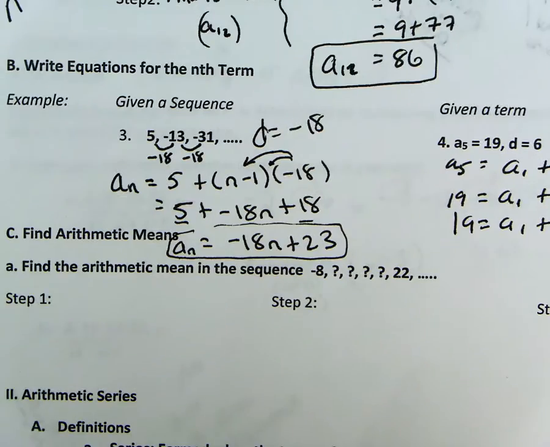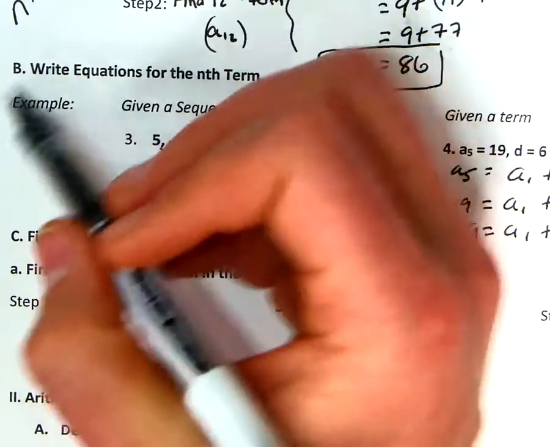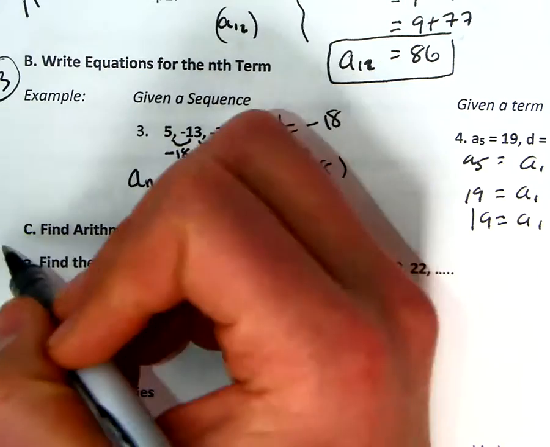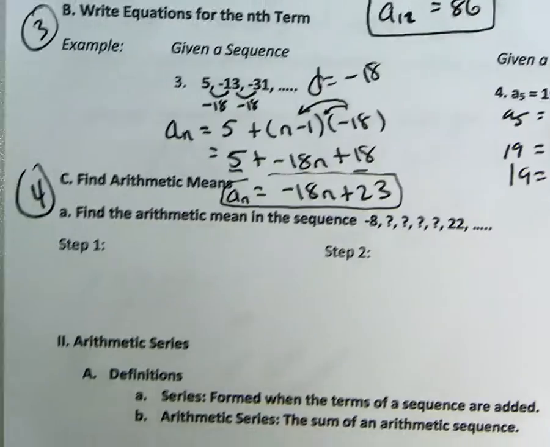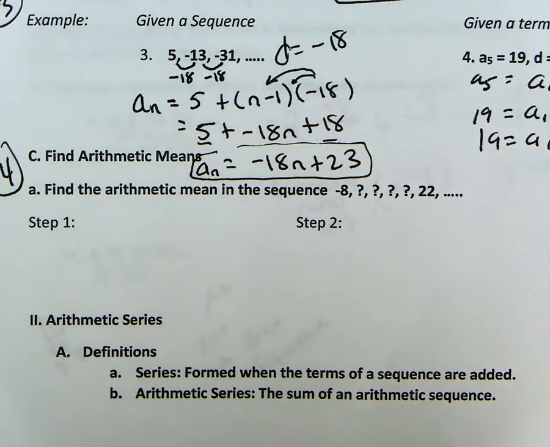All right. So that's kind of the third part you'll need to know. The fourth part is arithmetic mean. And what that is, our step one, we need to find how many total terms there are.